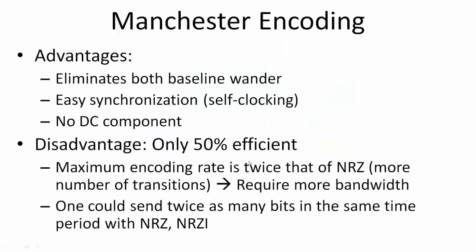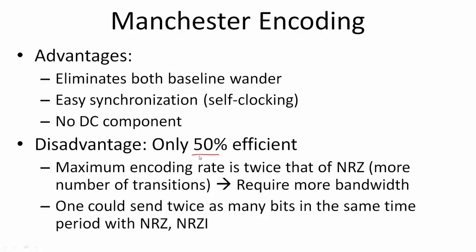So you're right that Manchester encoding eliminates baseline wander. Since you are transitioning for every bit, it's very easy to synchronize. In fact, it's self-clocking. And there is no DC component because you are moving from low voltage to high voltage in every bit. So it averages out to 0. The main problem with Manchester encoding is it's only 50% efficient.